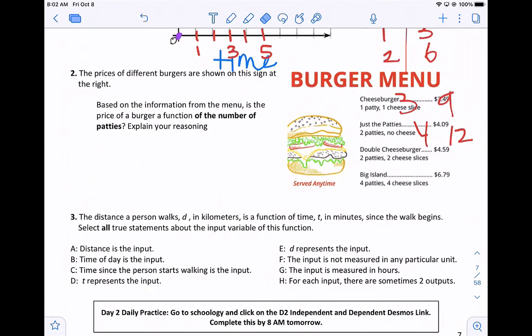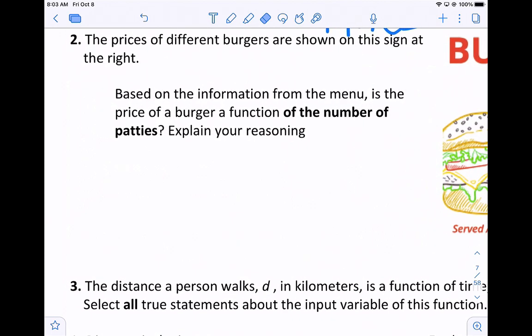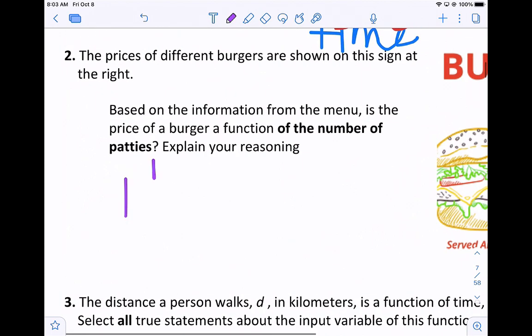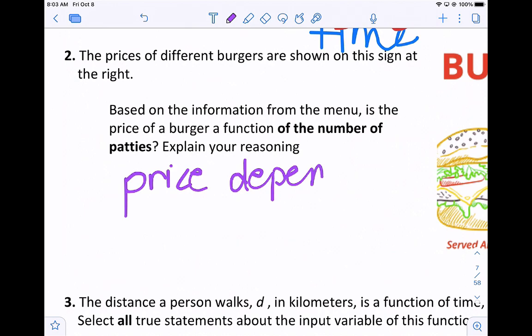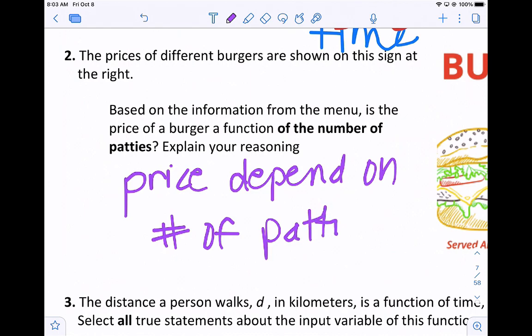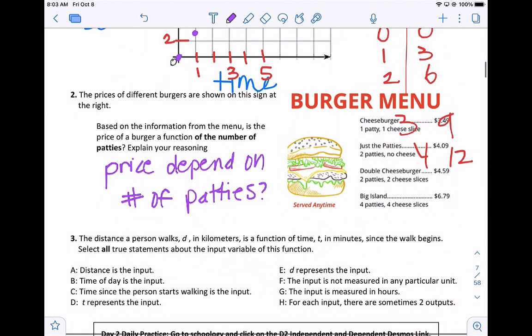The prices of different burgers are shown on the graph at the right. Based on the information from the menu, is the price of the burger a function of the number of patties? Explain your reasoning. Okay, so does the price depend on the number of patties? So if we take a look at it, we can see that one patty is $3.49 with a cheese slice. 2 patties, $4.09. 2 patties, $4.59.